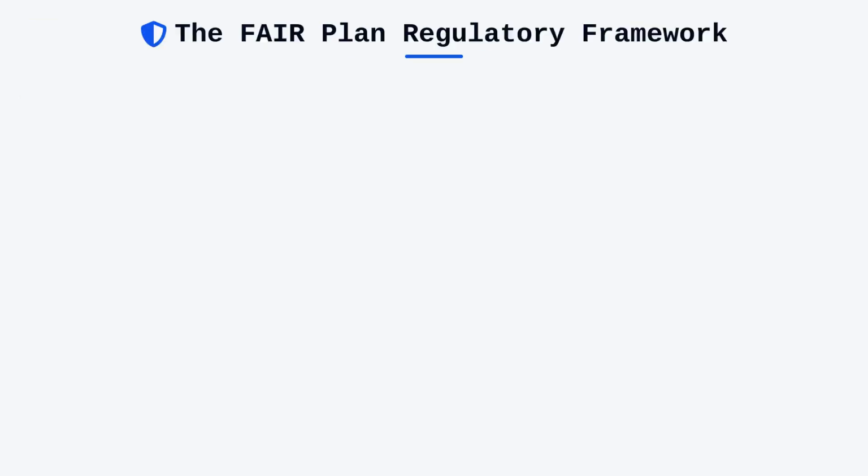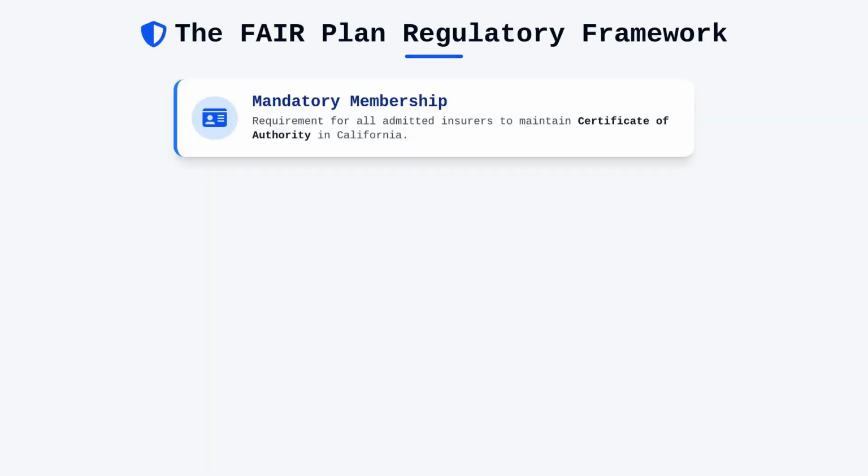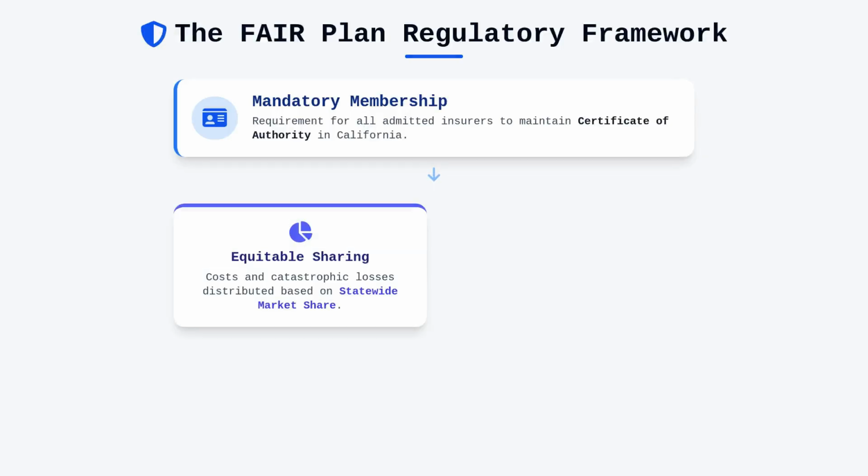A fundamental pillar of this regulatory framework is the statutory obligation of member insurance companies to participate fully in the residual market pool. Under California law, every admitted insurer licensed to write basic property insurance in the state must maintain membership in the FAIR Plan Association as a condition of keeping its certificate of authority. This mandatory participation means that private insurers must share equitably in the financial responsibilities, expenses, and catastrophic losses incurred by the pool based entirely on their statewide market share.